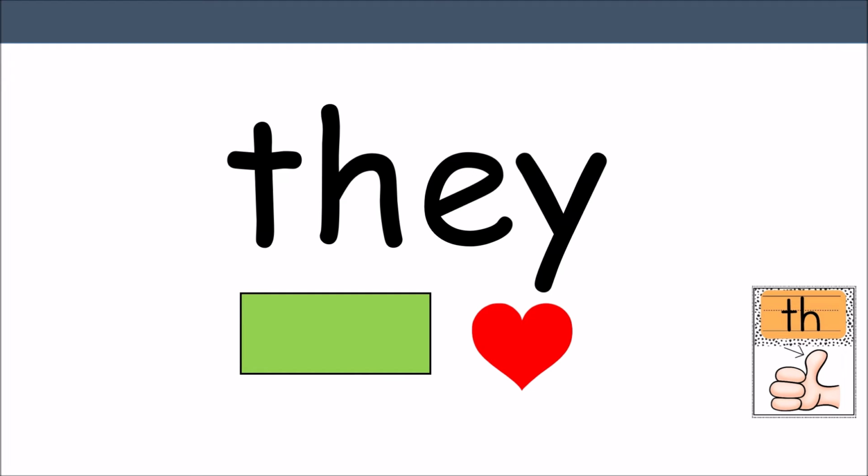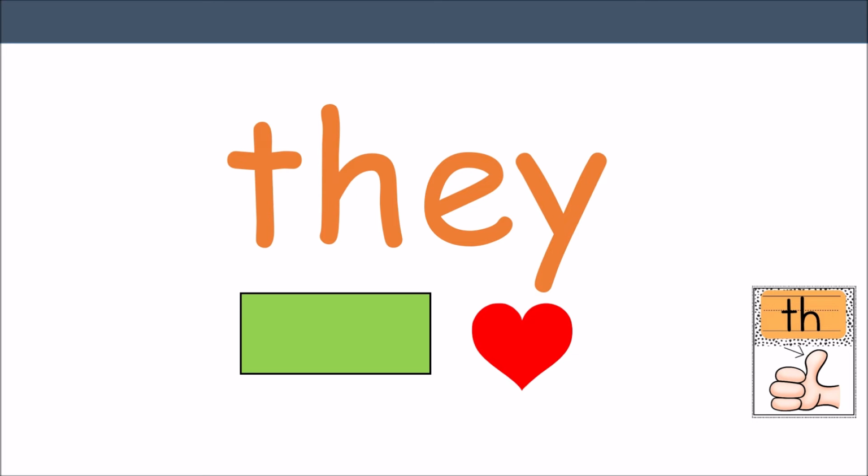They. They. TH is a digraph. TH together makes one sound. The EY is a part of the word we need to remember by heart. The EY is making an A sound. They.